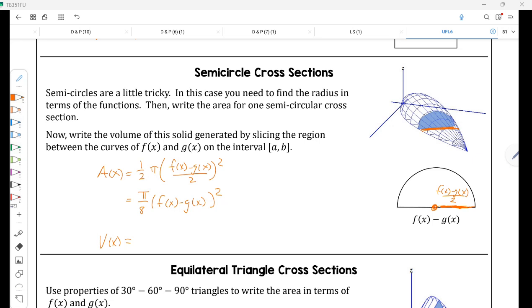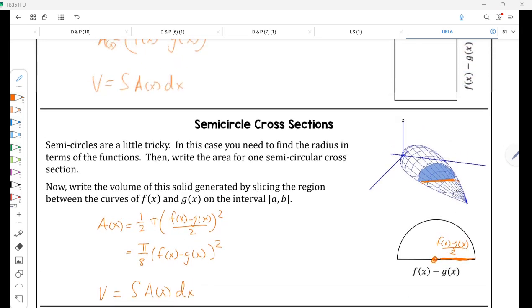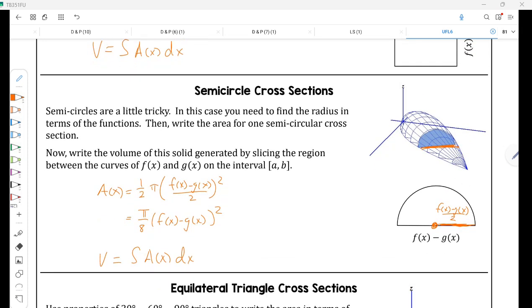Actually, yep. So V, not V of x, because V is a single thing. The volume of this shape is just the integral, and I'm leaving off the limits because I'm being a little bit informal here, of A of x dx. That's how I wrote it up there. The single volume, the answer to the question, what's the volume of your shape, is the integral of that area function.